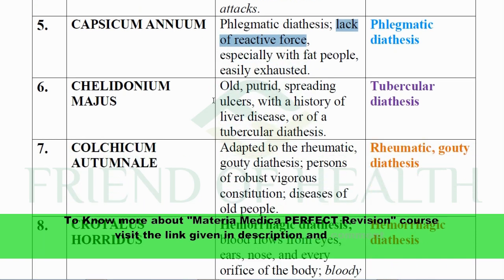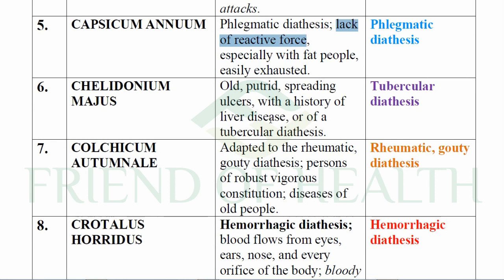Lack of reactive force. Chelidonium majus: old putrid spreading ulcers with a history of liver disease or of a tubercular diathesis. So liver disease, tubercular diathesis, old putrid spreading ulcers, all these point to Chelidonium majus. Next is Colchicum autumnale, adapted to the rheumatic gouty diathesis. So again, gouty rheumatic diathesis. Persons of robust, vigorous constitution, diseases of old people. So Bryonia, Benzoic acid, Colchicum.